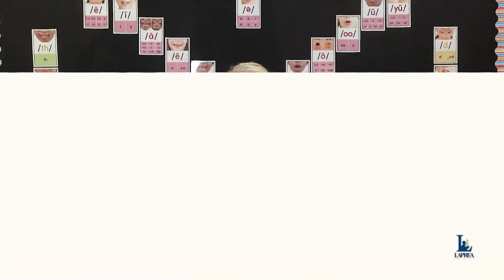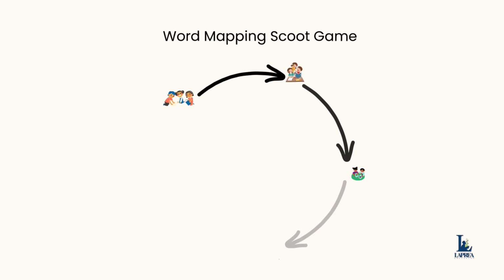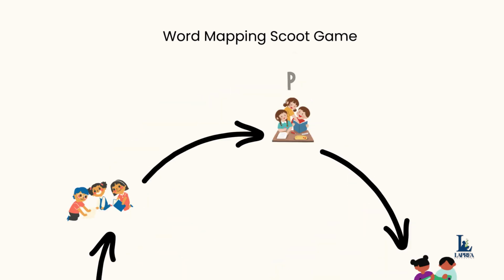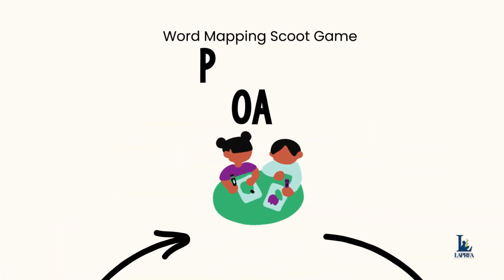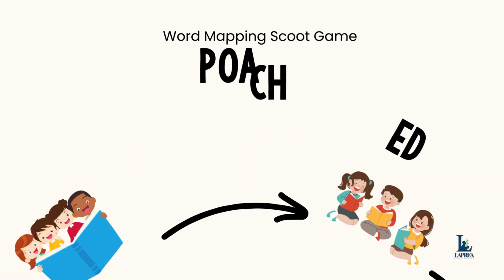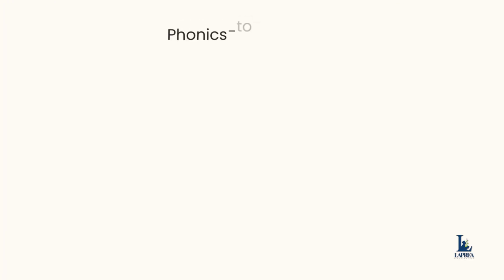Another great activity is word mapping scoot game. So you'll place word cards at stations around your room, and students scoot around the room. They can tap out the sounds, they can map the graphemes, and they can write the words on their recording sheet.